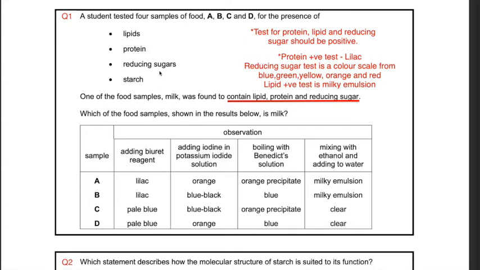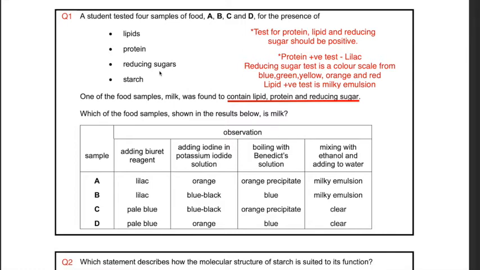And what's the test for starch? Well, the test for starch is adding iodine in potassium iodide solution. Therefore, the result for starch should be a negative result. And if we go through the answers A, B, C and D, only A and D show a negative result, whereas blue-black is the positive test result for starch. However, starch is not present, leaving us with the answer being either A or D.